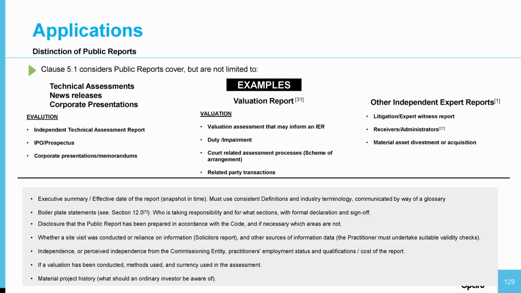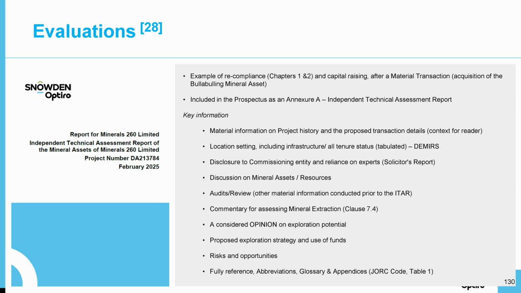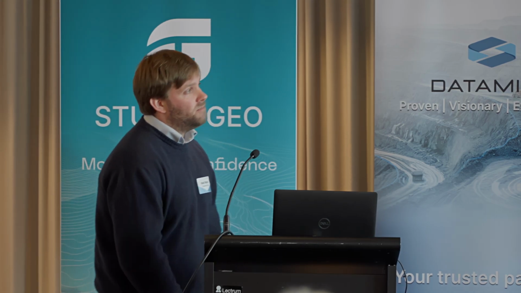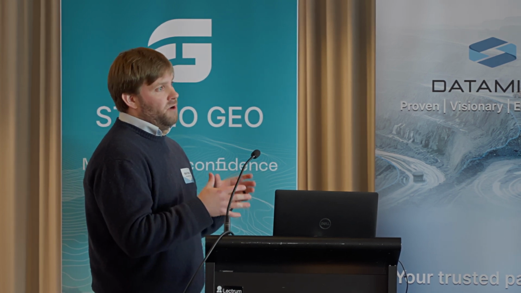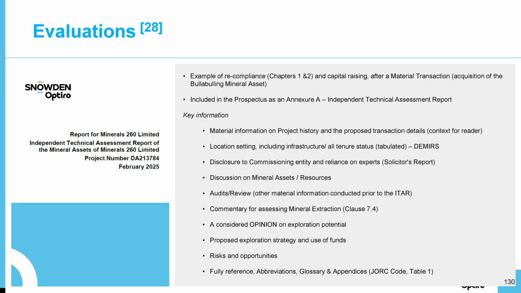Material project history, so has there been previous mining in the jurisdiction? Did it shut down for a certain reason? Was it gold price or something else? So a couple of examples. This one was released by our company a few months ago. This was Minerals 260. The scenario here is they had a material acquisition of an asset called Bulla Bulling. It's got a declared mineral resource. So this saw a company move from a purely greenfield exploration phase into an advanced development project.